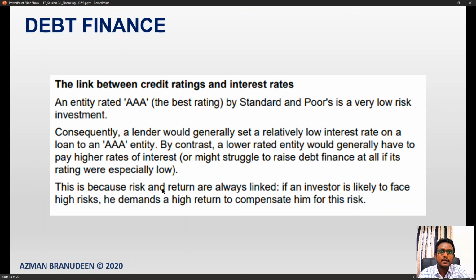This is because risk and return are always linked. If an investor is likely to face high risk, he demands a high return to compensate him for this risk. So higher risk, higher return, lower the risk, lower the return. That is the association between credit ratings and interest rates. As your credit rating goes down, the interest rate will be higher.